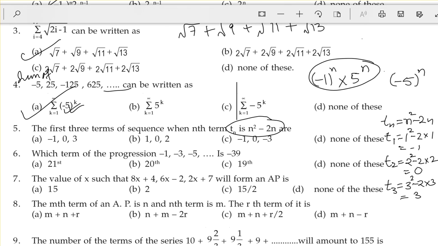So minus 1, 0 and 3 are the first three terms of the sequence. Okay, now we move to question number 6.